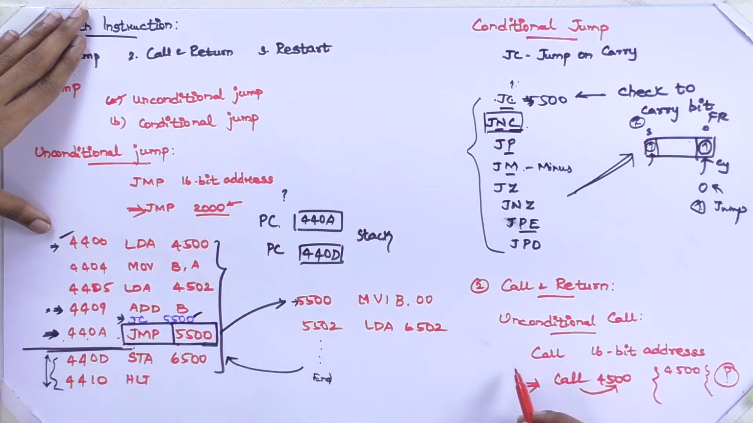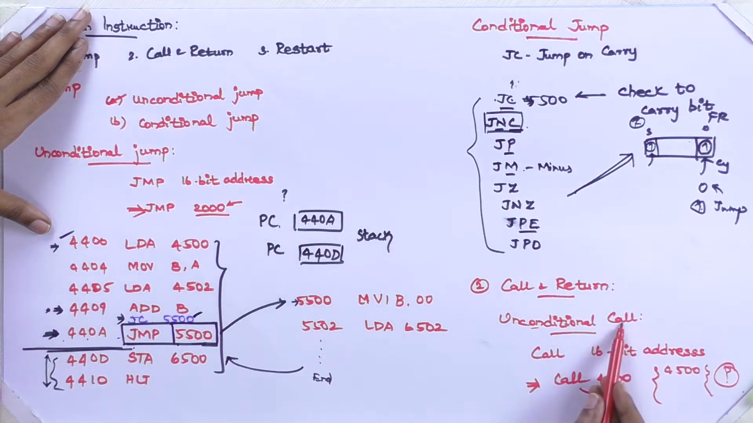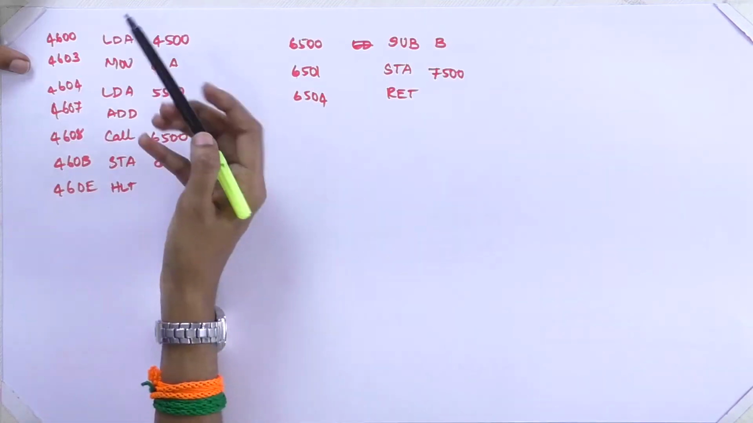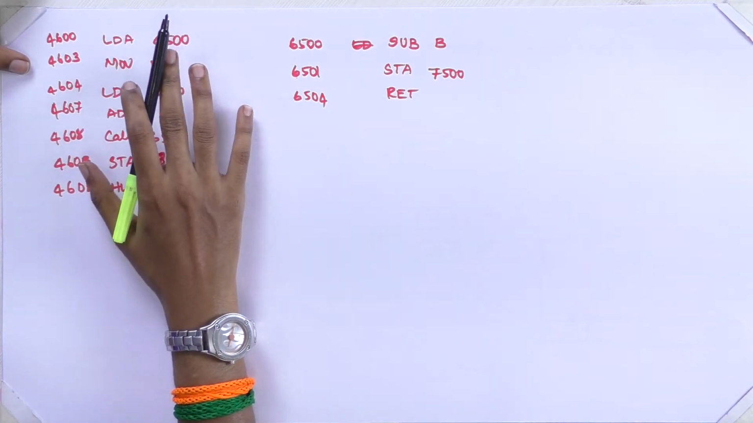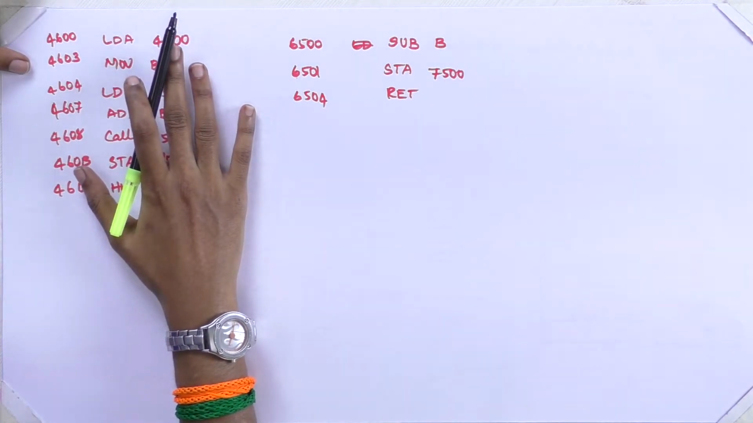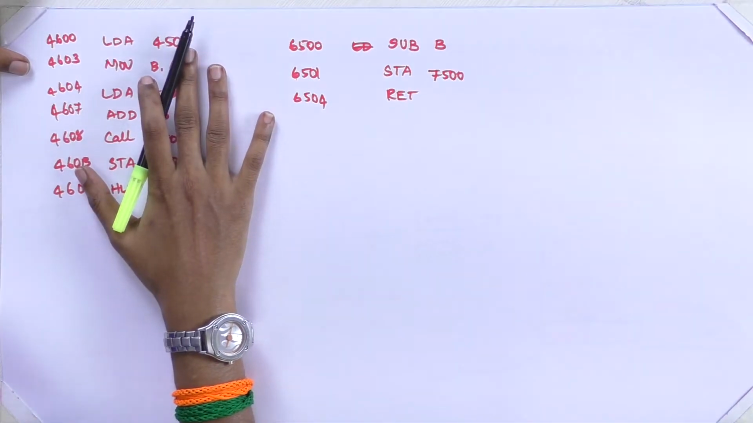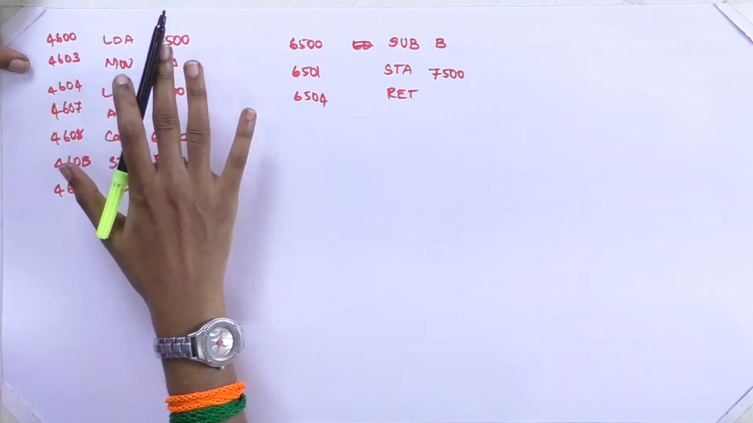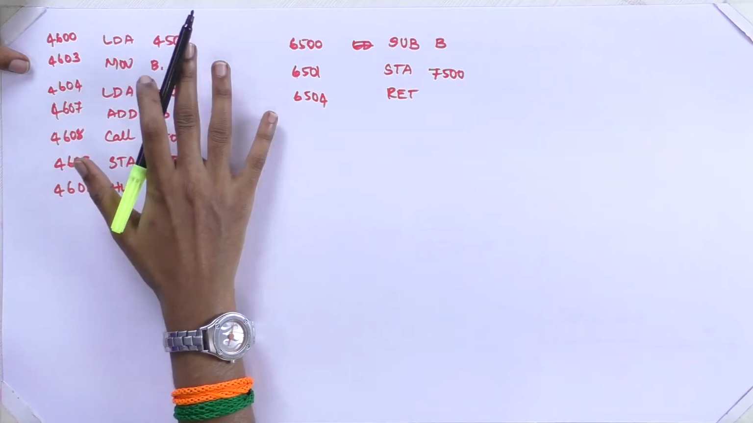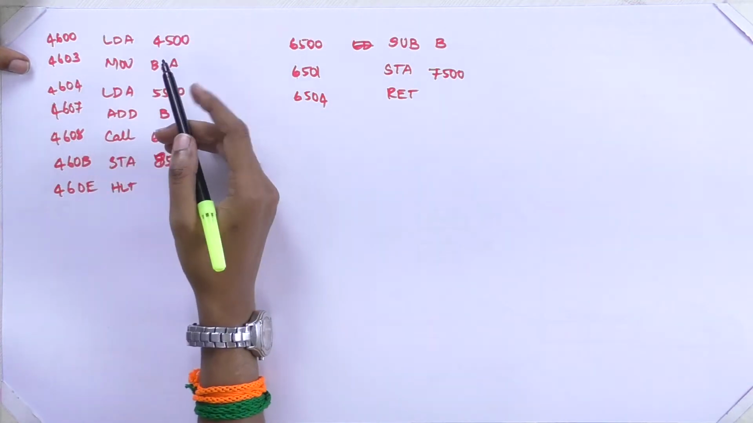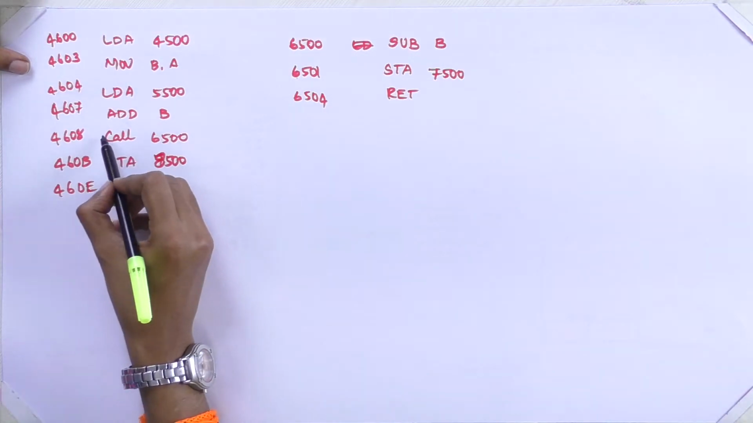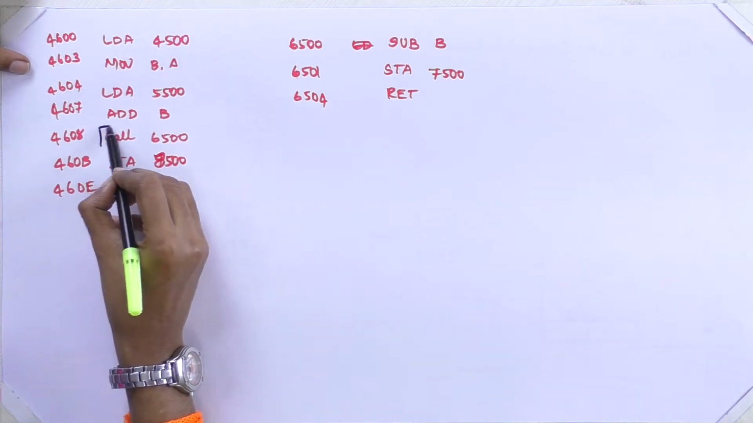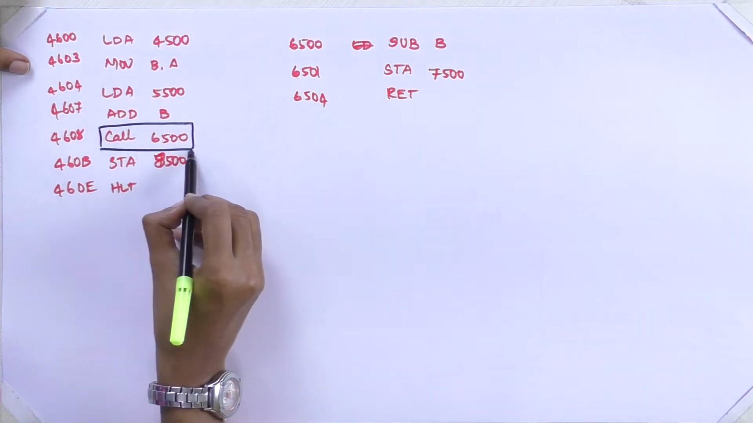Fine. We will see the unconditional call with an example. Take this as an example. Again I am saying, don't look into the internal operation of this program. We are just going to concentrate on the call instruction only. So this is an example, and this is the flow of the program. Here we have used call 6500.